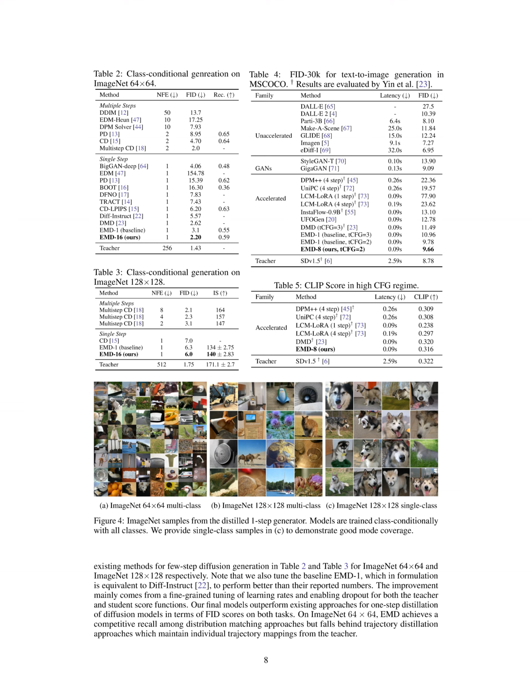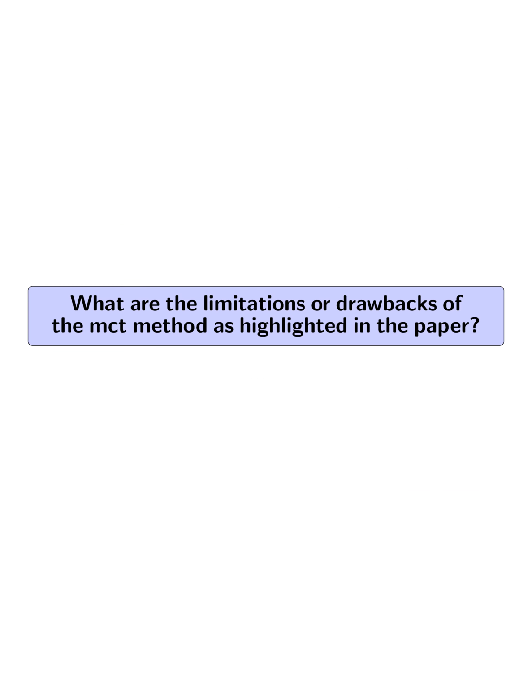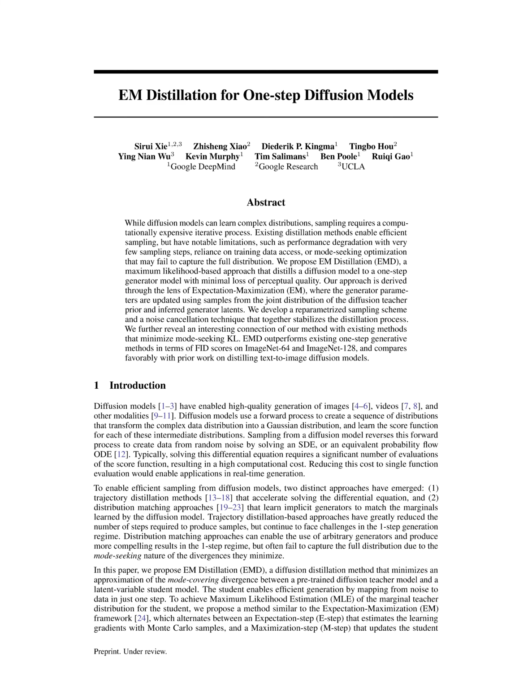These results demonstrate the effectiveness of the MCT method in generating high-quality images and bridging the performance gap in one-step generation tasks. What are the limitations or drawbacks of the MCT method as highlighted in the paper? The limitations or drawbacks of the MCT method as highlighted in the paper include the following points. 1. The MCT method requires the student model to be initialized from the teacher model to perform competitively, indicating sensitivity to initialization. 2. Empirically, while theoretically possible, training a student model entirely from scratch did not yield competitive results, suggesting limitations in training from random initialization.